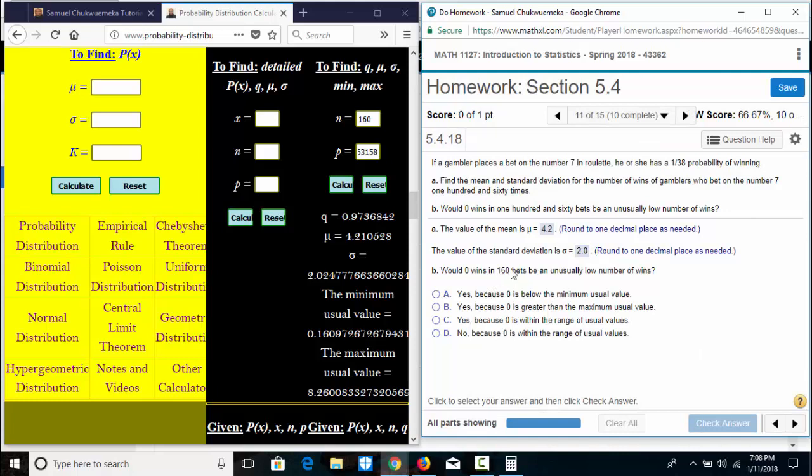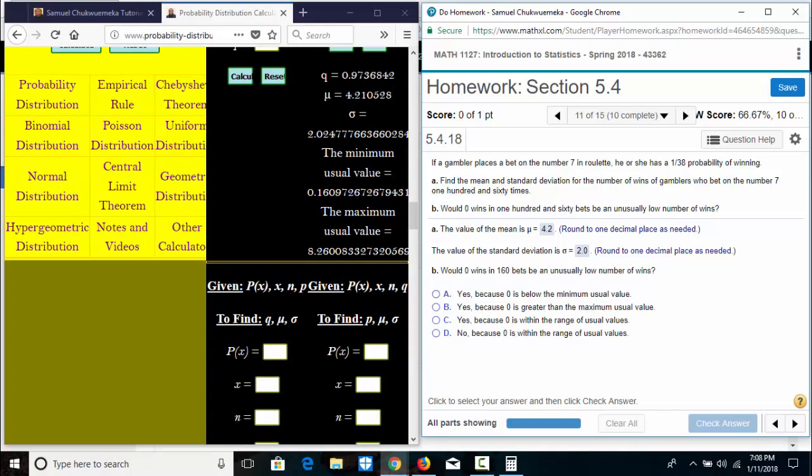Would 0 wins in 160 bets be an unusually low number of wins? The range for the minimum and maximum values is between 0.2 and 8.3. So 0 is outside the range. So 0 would be unusually low. Yes, because 0 is below the minimum usual value. Okay, so it's A.